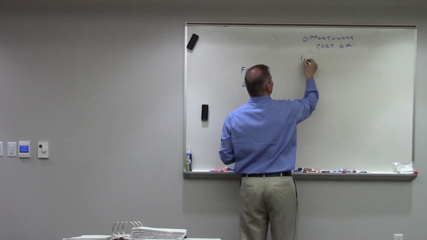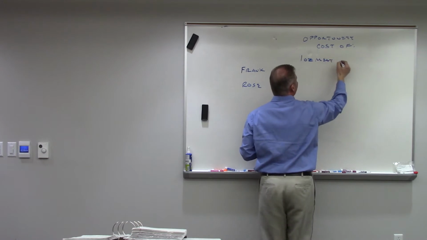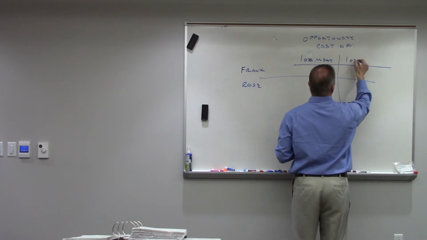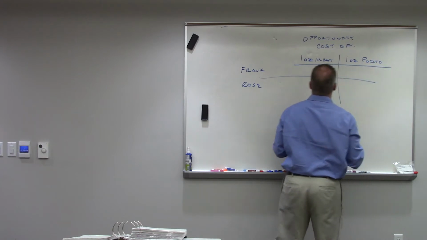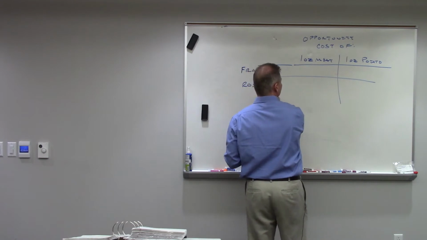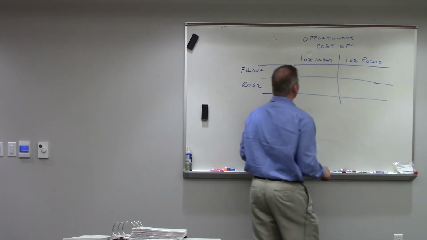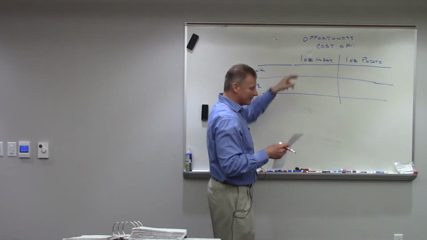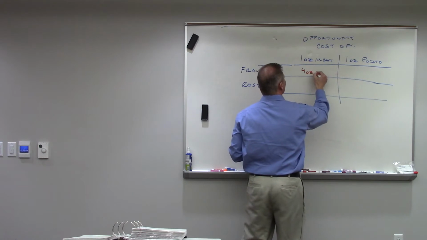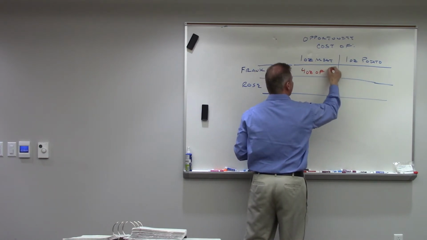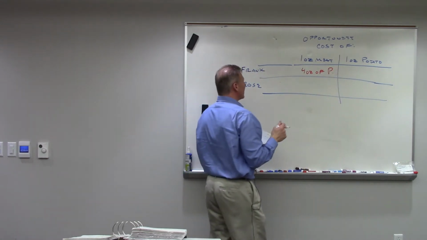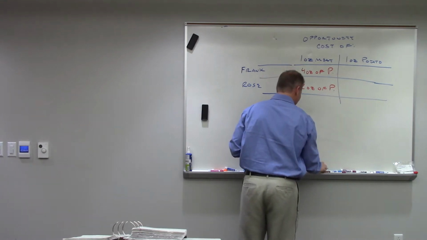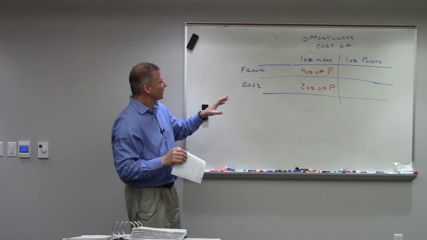And meat first. Okay, now, I'll use red. Okay, so if you think about what it costs Frank to make 1 ounce of meat, it's actually 4 ounces of potatoes, right? If you think about what it costs Rose to produce 1 ounce of meat, it's 2 ounces of potatoes, okay?